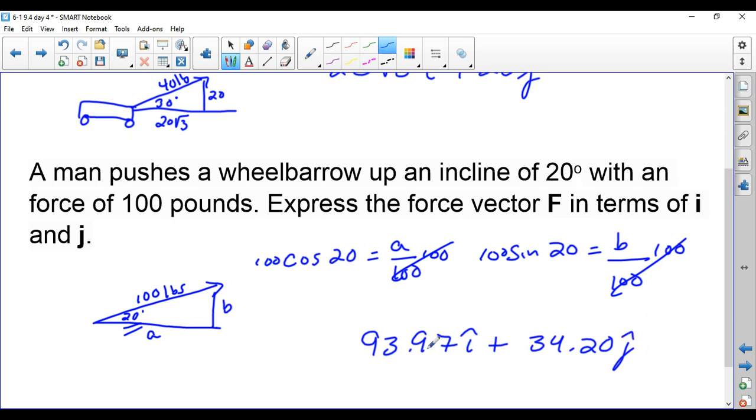And it should make sense that the x component is larger because at a 20-degree angle, more of the force is going horizontal than vertical. As this angle got steeper, more of the force would go in the vertical direction.